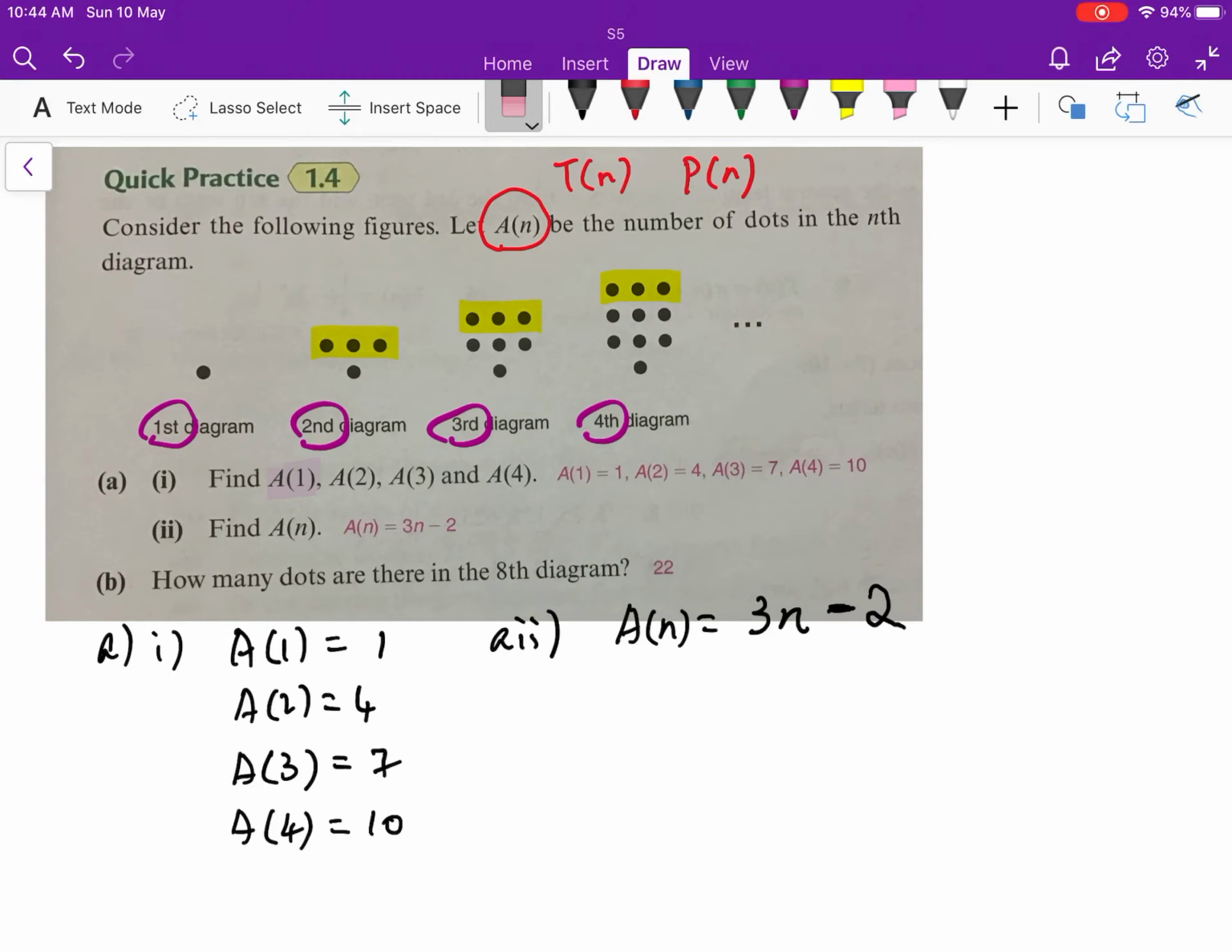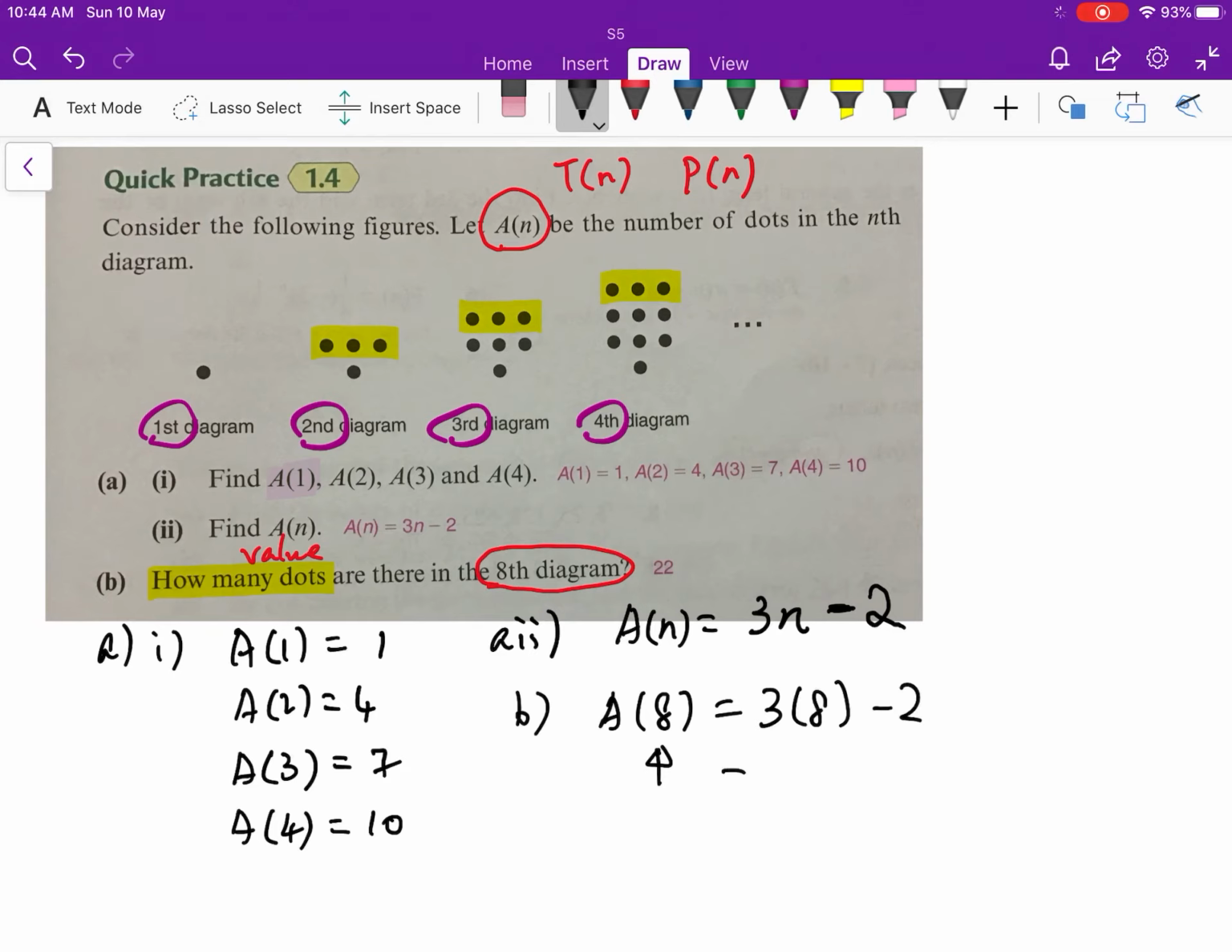Now we go to part B. How many dots? That means the value. Actually, asking you how many dots means asking you the value. What is the value when I'm standing on the 8th position? What you can do is substitution. Position 8, so 3 times 8 minus 2 is 22. So you just answer the question. Remember, for any long question, you need to answer the question. You say that there are 22 dots. That's it, done. So this is Session 1.1.